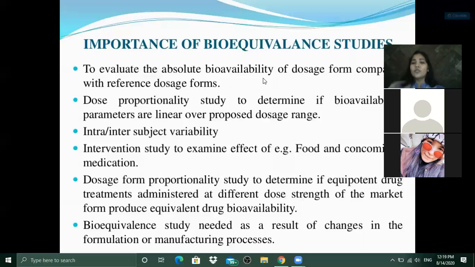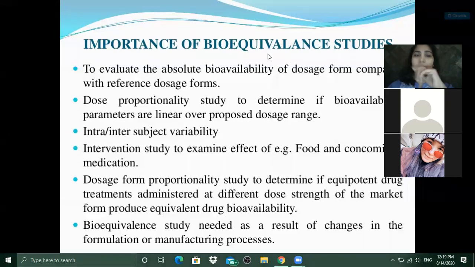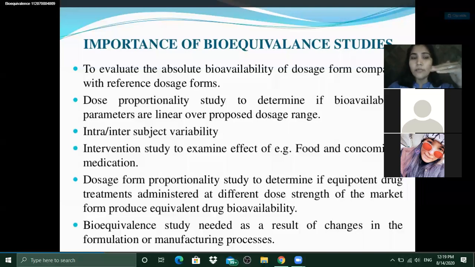Okay? But even if you are producing a generic drug, it is necessary for you to go ahead and do the bioequivalence study of your generic drug. Okay, so that is what I wanted to tell you guys. Next is the importance of bioequivalence study. So we have seen till here that to know the intervention we also have to do a bioequivalence study. Then dosage form proportionality study to determine whether your dose strength is the same as that of the dose of the reference. Yeah, and we have seen the next point as well.